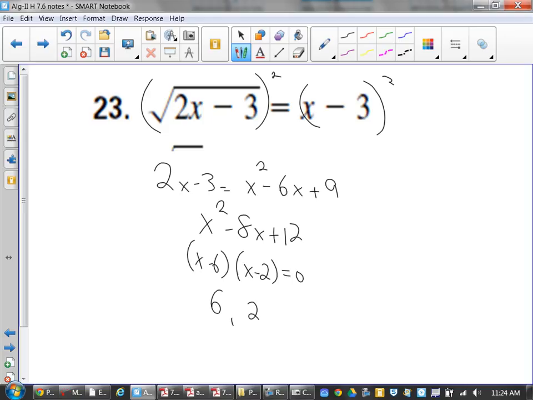The 2 doesn't work here, and listen why it doesn't work. 2 times 2 is 4 minus 3 is 1, what's the square root of 1? 1. What's 2 minus 3? Negative 1 doesn't equal 1, does it? That's why it doesn't work. So 2 would be your extraneous solution. It's the solution that's not the solution of the solution. I like that. Okay?